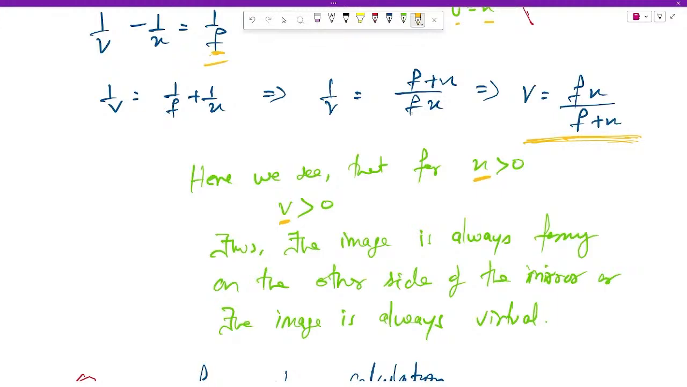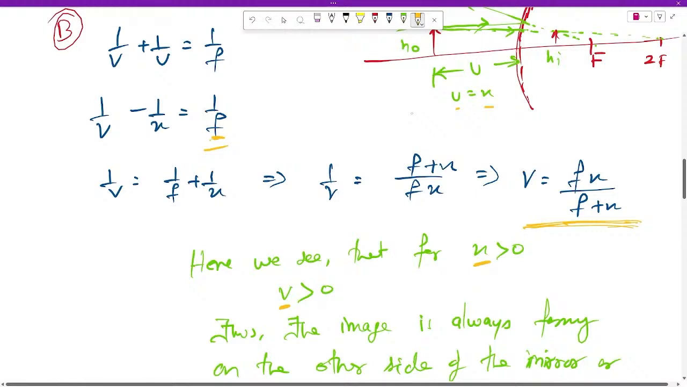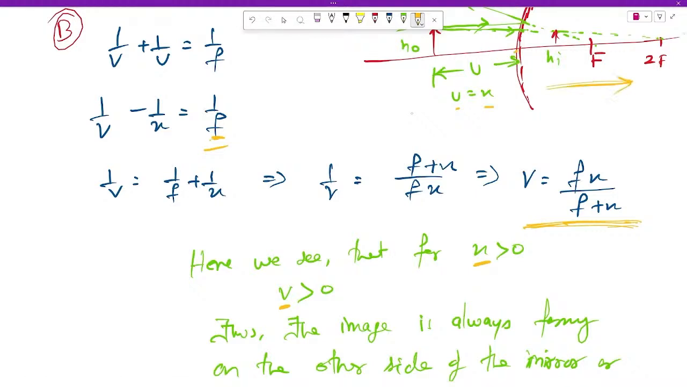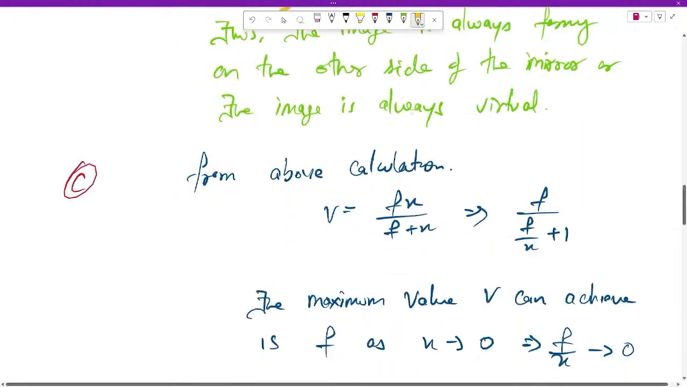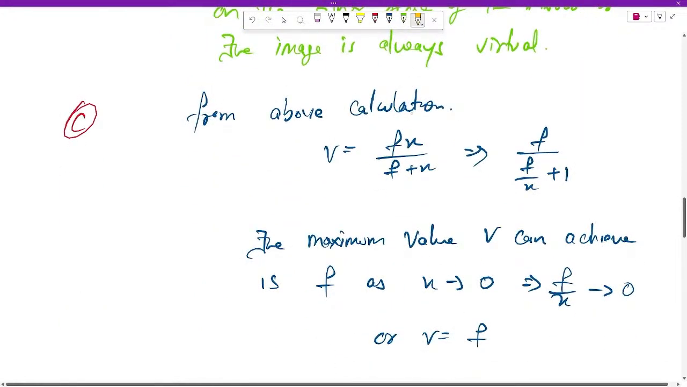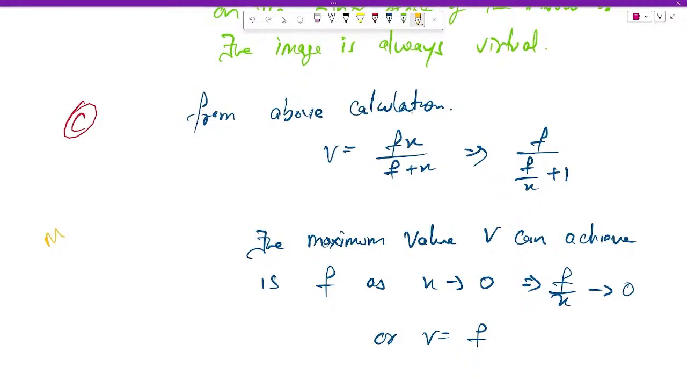Since v is positive, it means that v measured from here is always going to be on this side of the mirror, that is, on the right side of the mirror. Thus there will always be a virtual image forming for this case. Now the third question was, the virtual image produced by a convex mirror is always diminished in size and located between focus and the pole. So the question is asking us to comment on the magnification, and also on the position of the image lying between the pole and the focus.